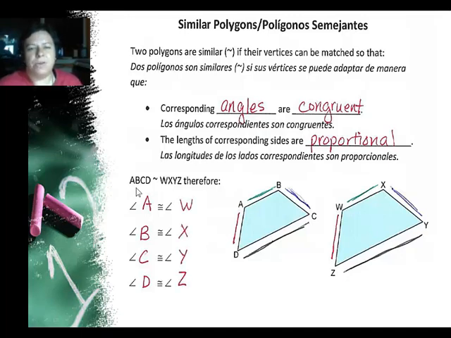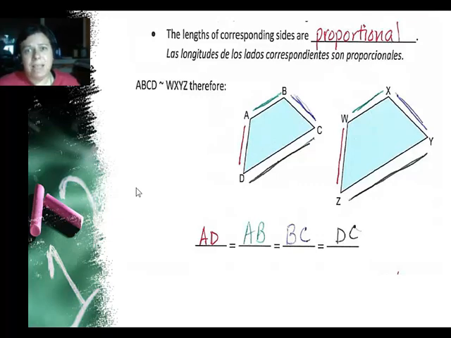Hopefully, and it wasn't that hard, you got W, X, Y, and Z. And that's because, again, the angles are congruent. Now let's look at the other piece, that the sides are proportional. If that is true, I should be able to set up a proportion with corresponding sides. So just to help you out, I kept my color coding here. If I have sides AD, AB, BC, and DC, what are the other parts to this proportion? Hopefully you got those: WZ, WX, XY, YZ.